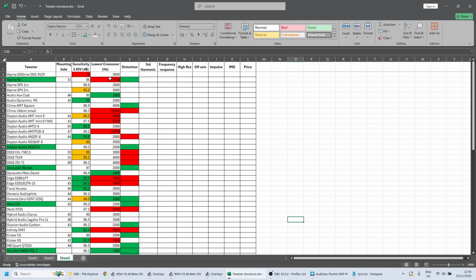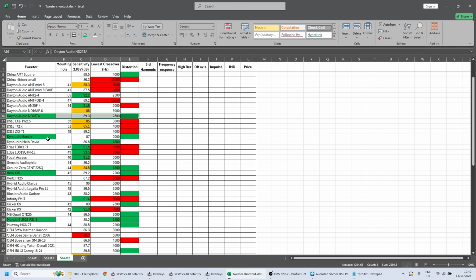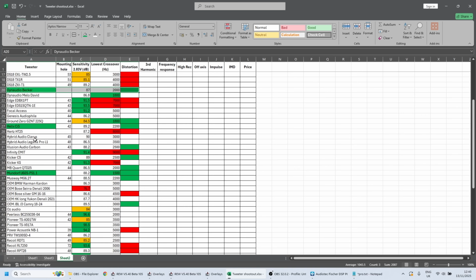Alpine Type R needs a high crossover. That's the only downside. Kind of lowish sensitivity, but not bad. Dayton, okay. Yeah, Dayton is very nice. This Becker, kind of okay, very okay. The only problem is that I don't know if you can buy it. Helix i5, okay everywhere.